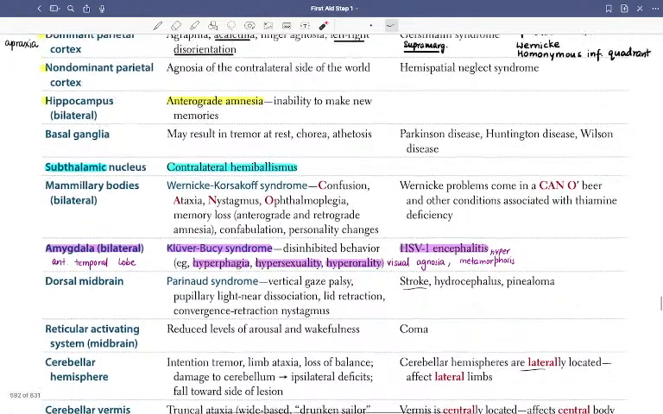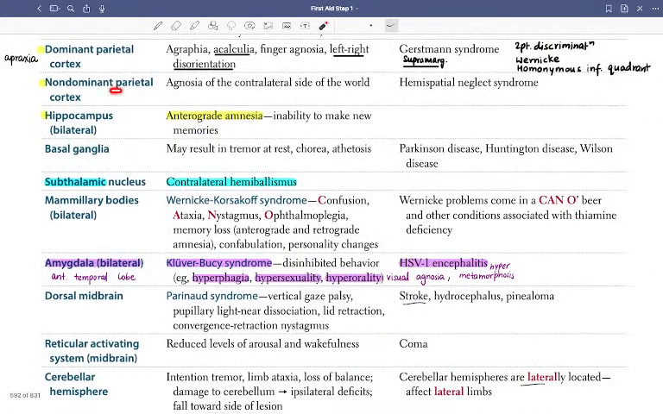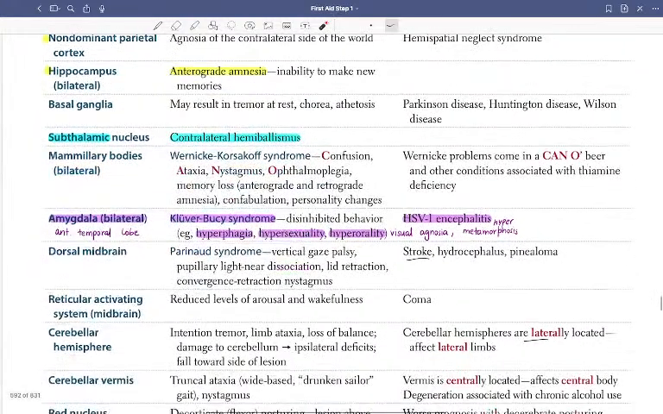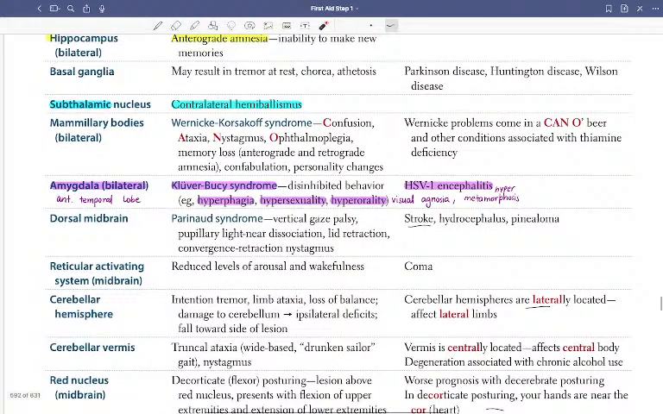Next is non-dominant parietal: hemispatial neglect, that clock. Okay, so agnosia of the contralateral side of the world. Hippocampus is anterograde amnesia. Anterograde, okay? Bilateral inability to make new memories. Basal ganglia, obviously Parkinson's, Huntington's, Wilson's disease. Okay, all that, everywhere it is low.